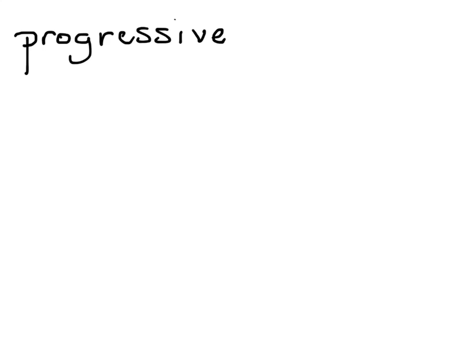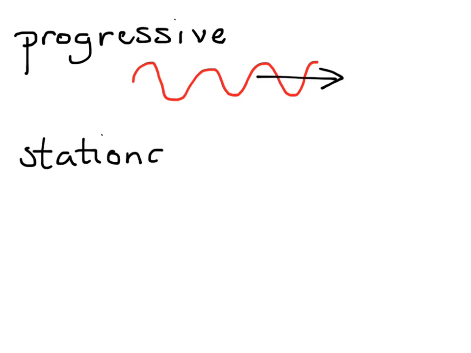So, progressive waves, we've already looked at. They're any wave that's travelling away from the source of the disturbance. And it's the energy that's travelling, remember, not the medium. But you've got energy moving away from the point of origin.